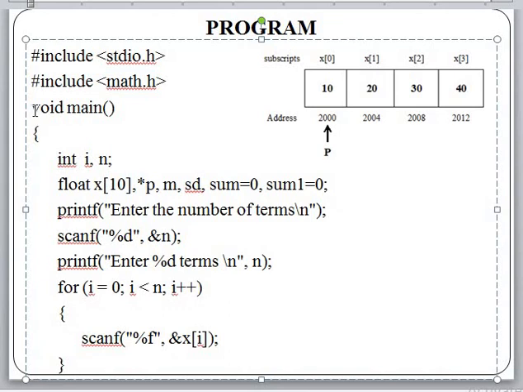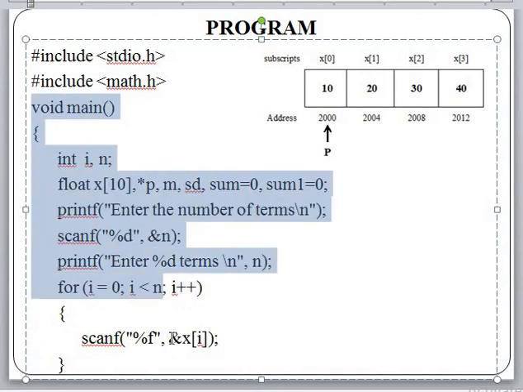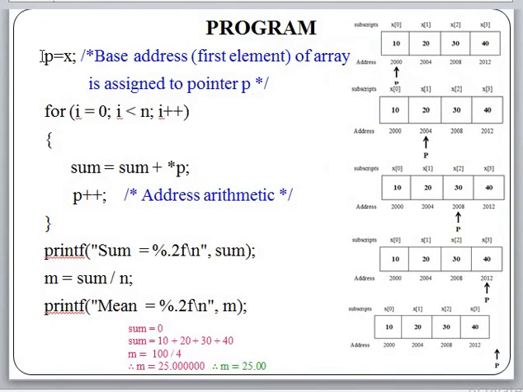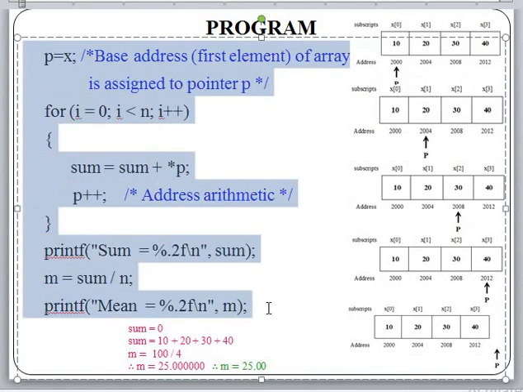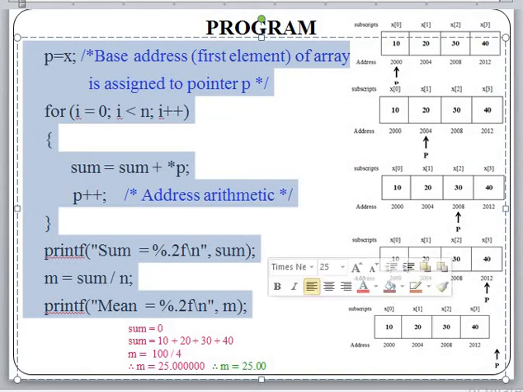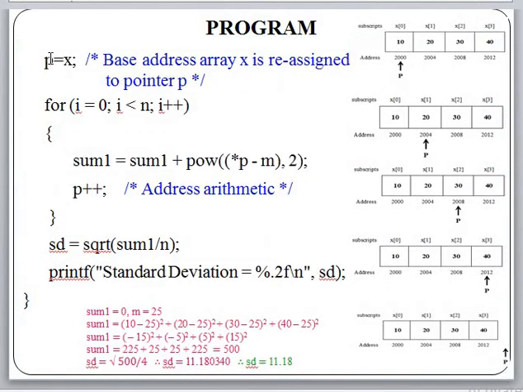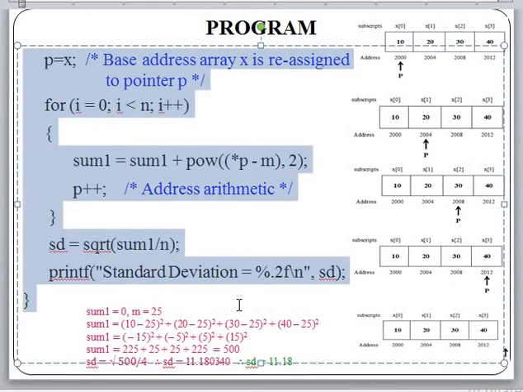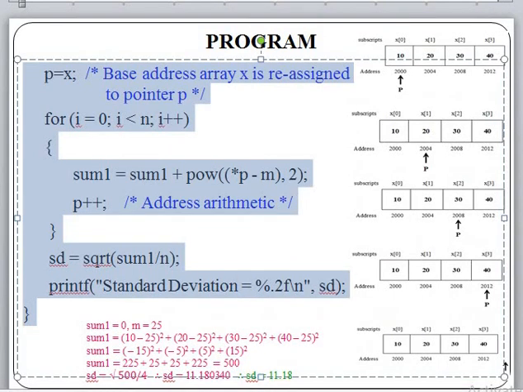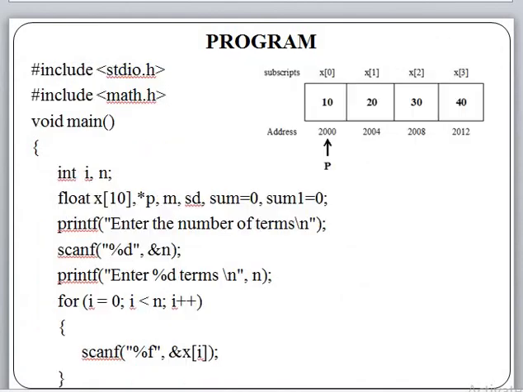C program execution starts from function main. Here is the first part of the program. Here is the second part where we are doing sum and mean, and on the other page we have standard deviation. We'll see it line by line in this program, with explanations of how exactly it is executed.